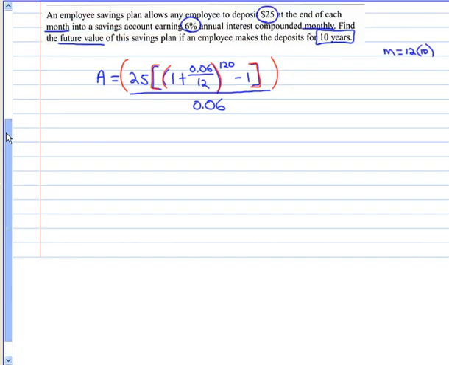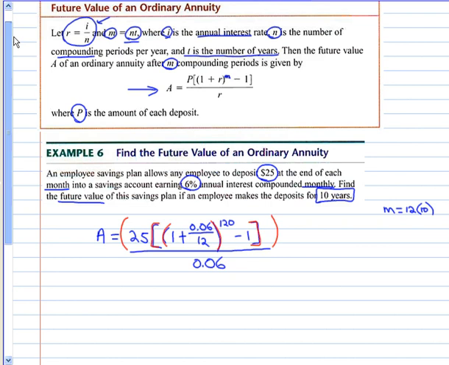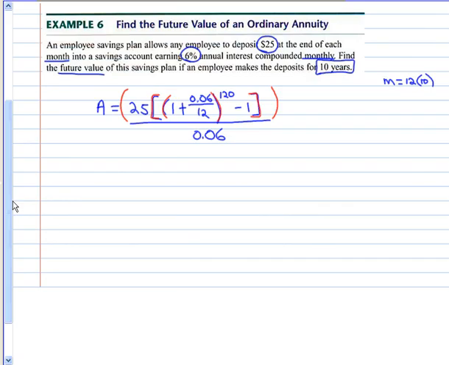And hang on, that's not 0.06. I almost have the wrong number. That's an R down there. It needs to be I over N, interest rate over 12. So we do need a set of parentheses right down there. So my apologies if some of you were already working on your calculator and you were not getting the right answer.